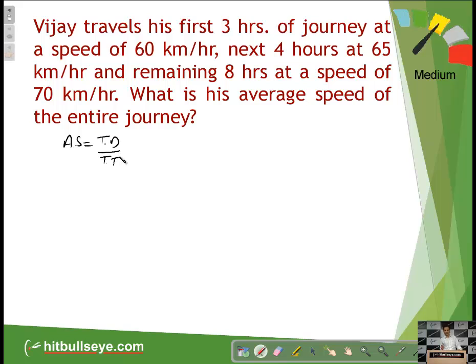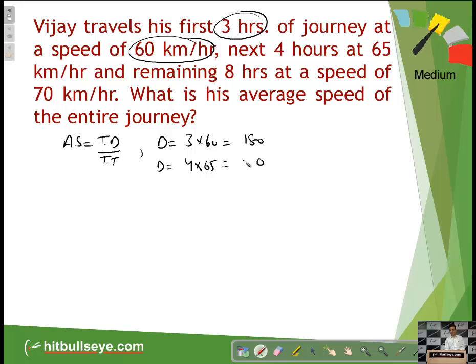And now what is given? Time is given, 3 hours initially, with a speed of 60. So distance will be equal to 3 into 60. It will be 180 for the first case. Next, for the next 4 hours, time is 4 hours and speed is 65, and the distance will be 4 into 65, which is 260 kilometer.